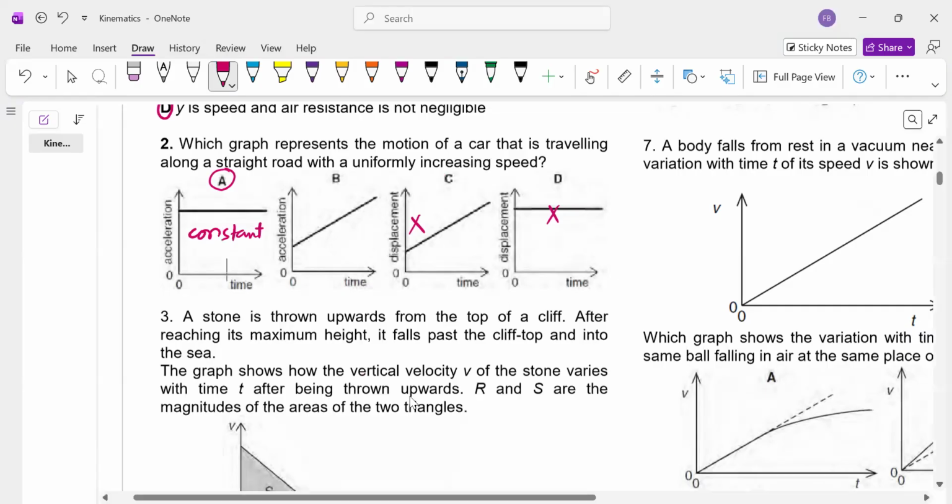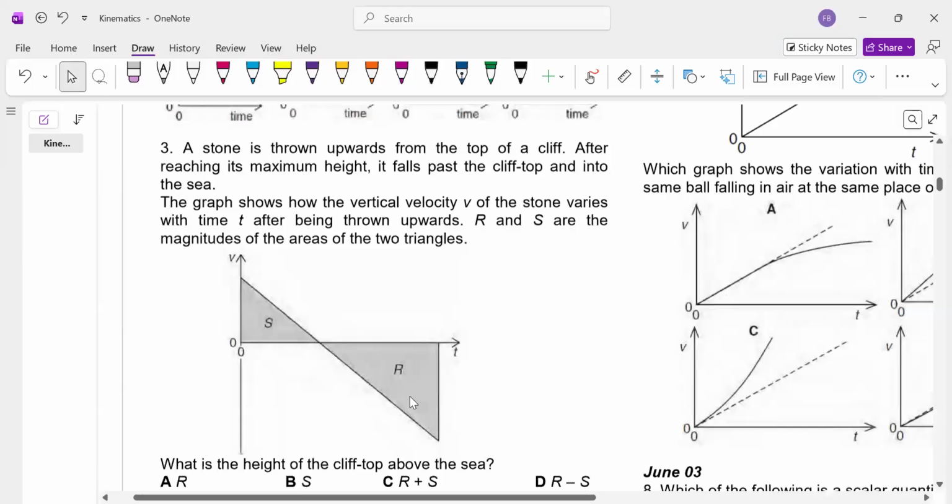Then, a stone is thrown upward from the top of a cliff. After reaching its maximum height, it falls past the cliff top and into the sea. The graph shows how the vertical velocity v of the stone varies with time t. After being thrown upward, R and S are the magnitudes of the areas of two triangles.